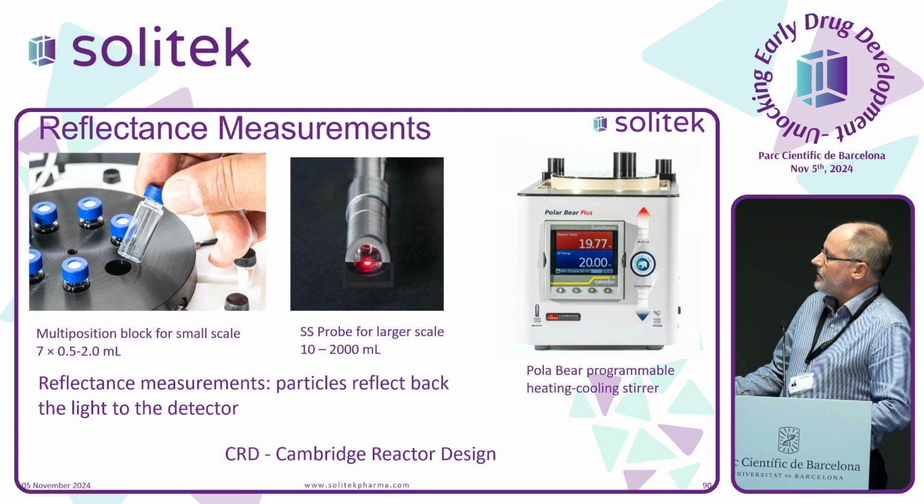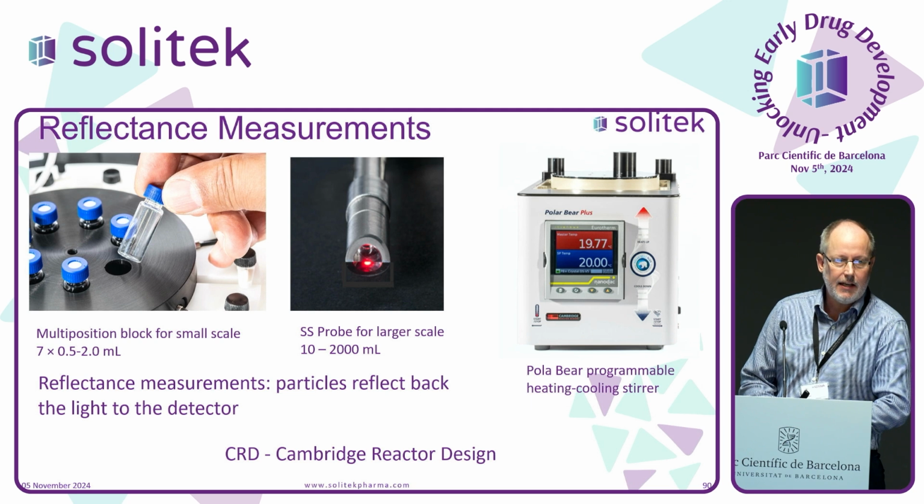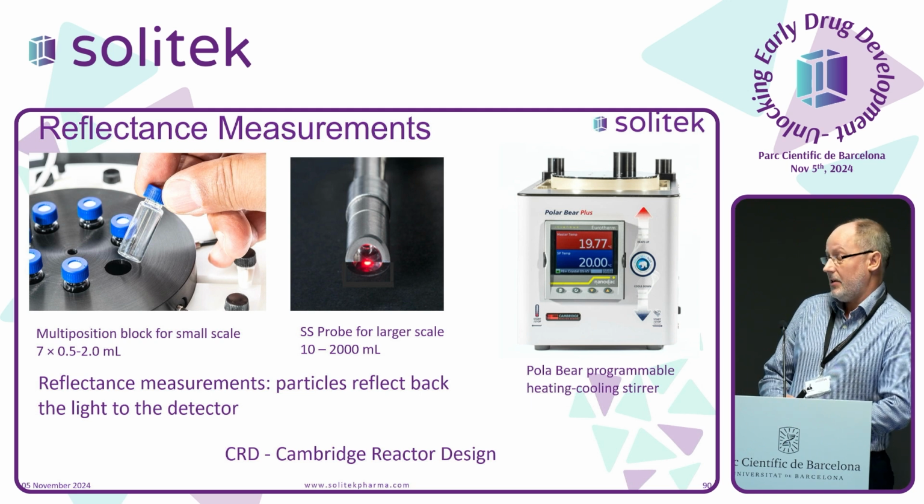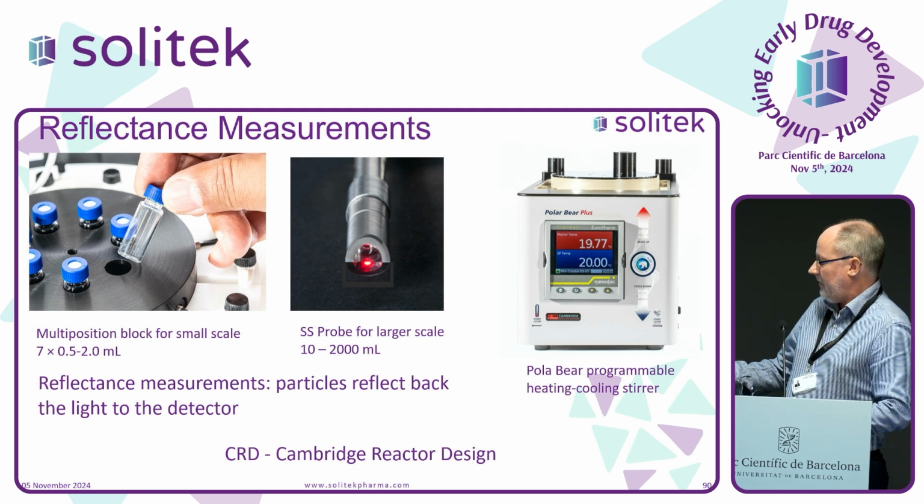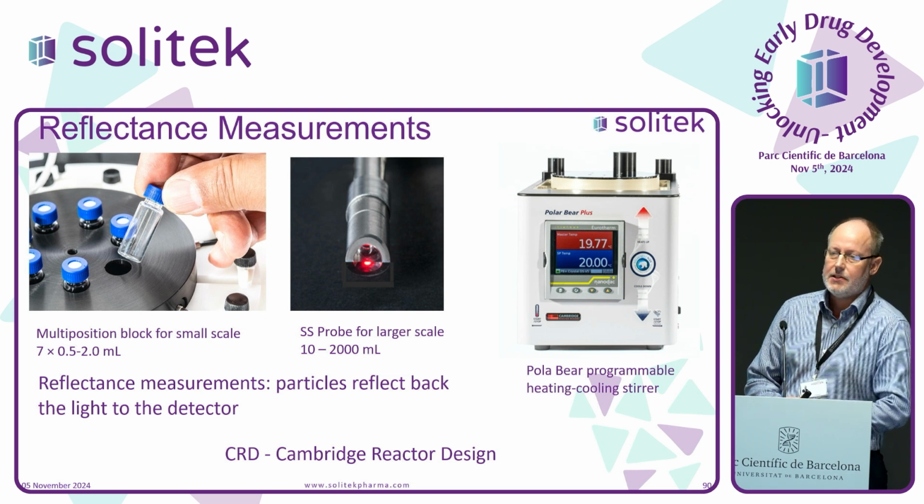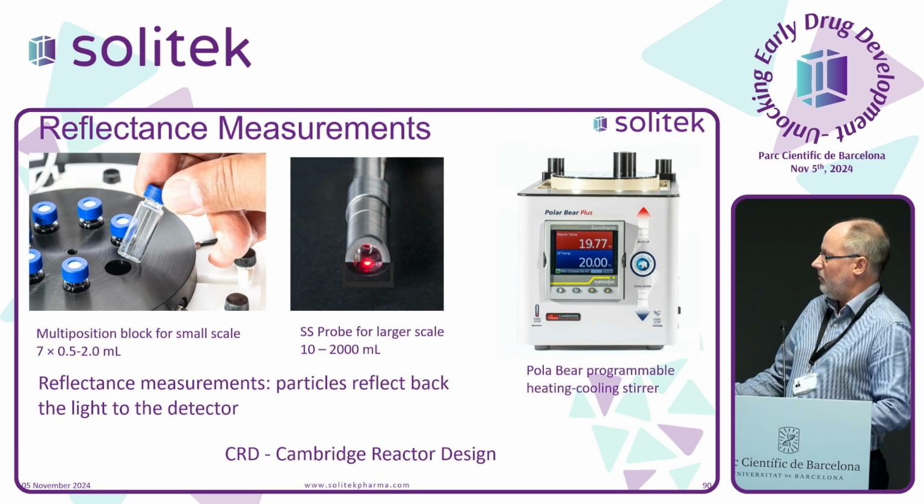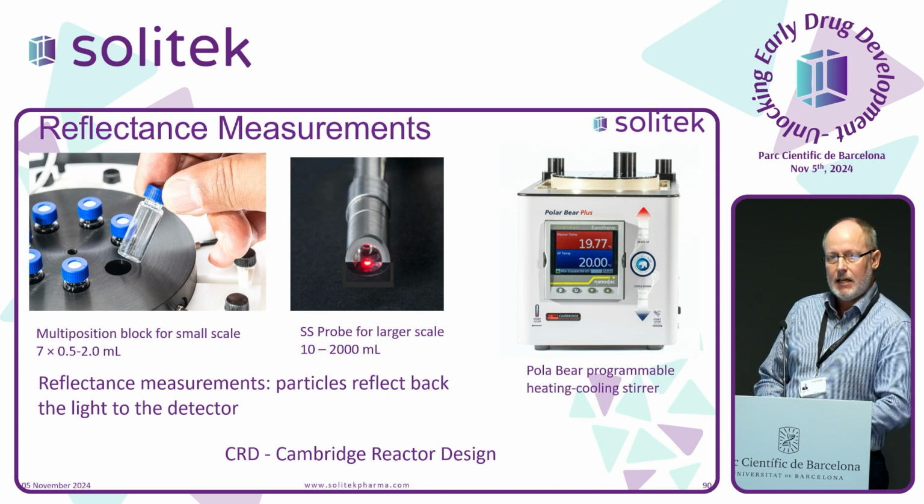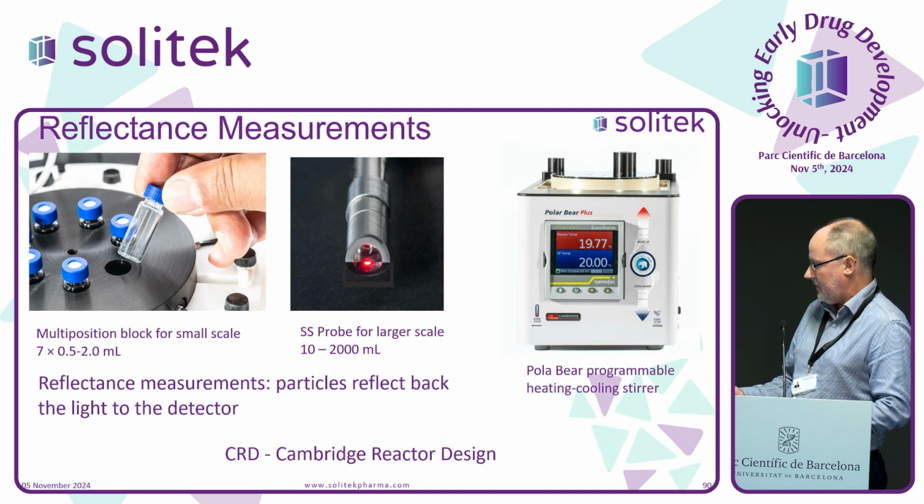So we have two kinds of systems for reflectance. The first one is a multi-position block for small scale, very useful for determining solubility curves. And then we have a larger probe that can be immersed into a jacketed vessel. And we're working on scales of 10 to 2,000 milliliters.